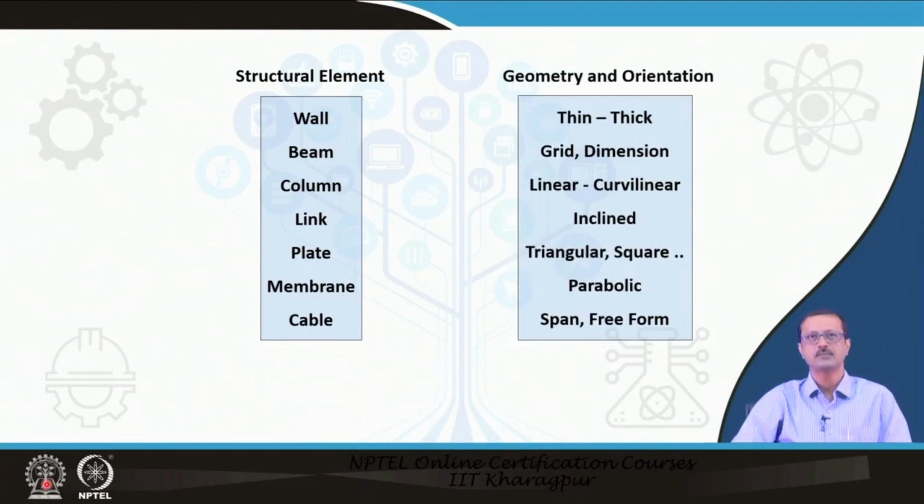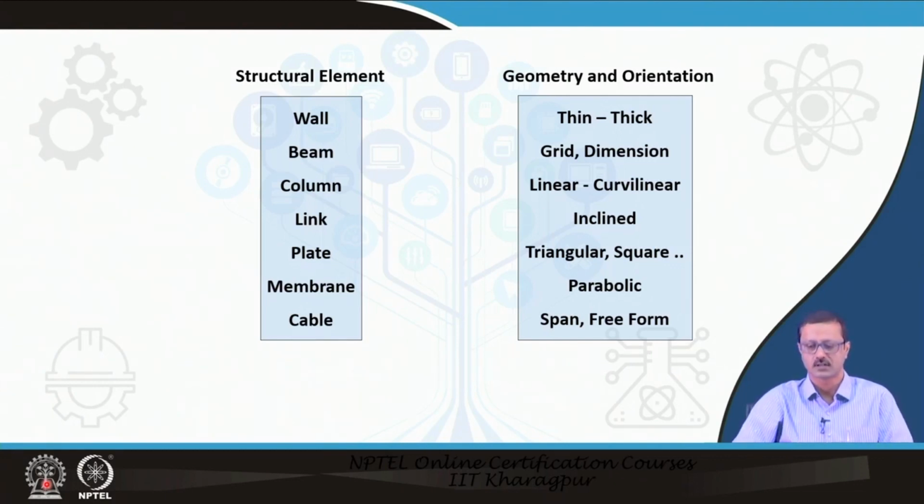And now, depending upon the geometry and the orientation of those elements, you can have different types of vocabulary, like thin and thick. What is thin and thick? Suppose a plate or maybe a wall may be thin or thick. Then the grid and the dimensions, this is again a geometric property. What is the grid? That is the center to center distance between the footprints of the columns. So, those are the grids.